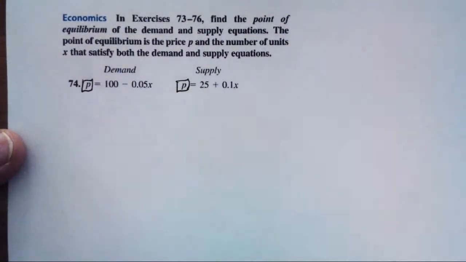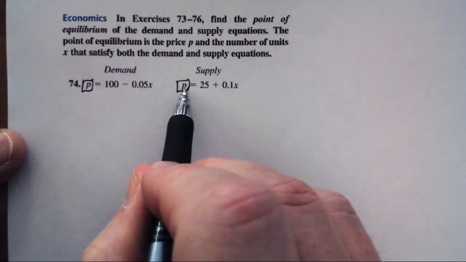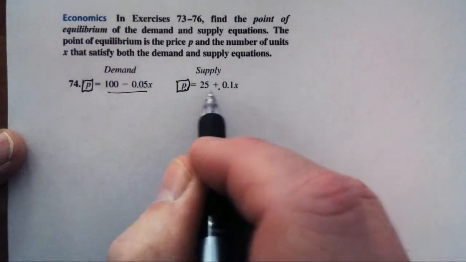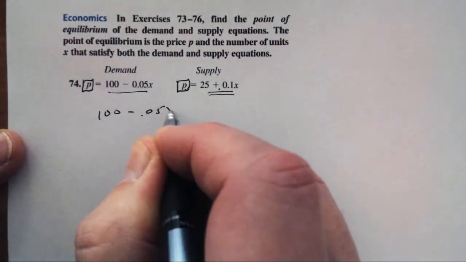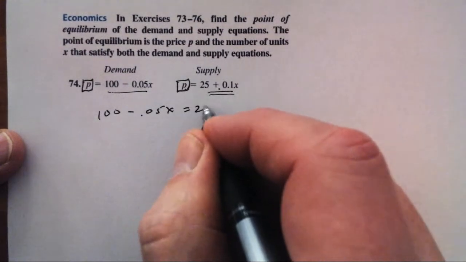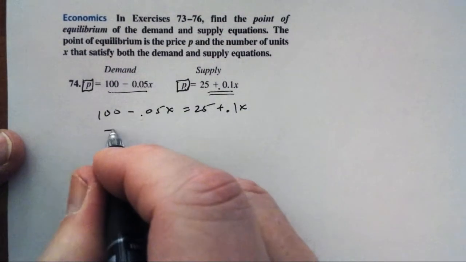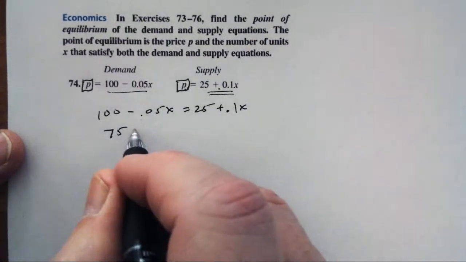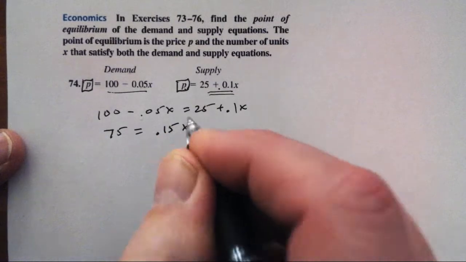0.05 slope, 0.1 slope. And so if P equals this, and I want the same value P to equal that, it's just this equals that. So 100 minus 0.05x is supposed to equal 25 plus 0.1x. I think I'll subtract 25 on both sides. Add 0.05x to both sides.